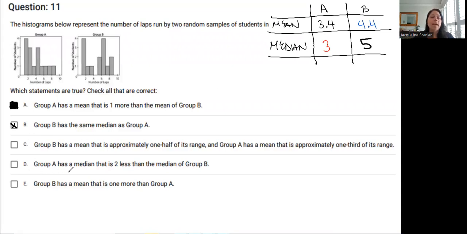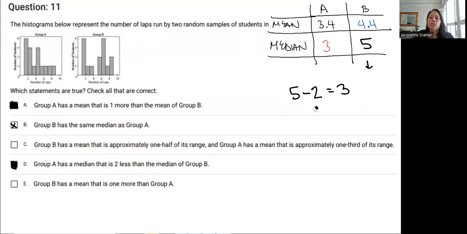Answer choice D. Group A has a median that is 2 less than the median of group B. So group B minus 2 is supposed to give me group A. And 5 minus 2 is 3. That is true. So I'm going to call that one true.